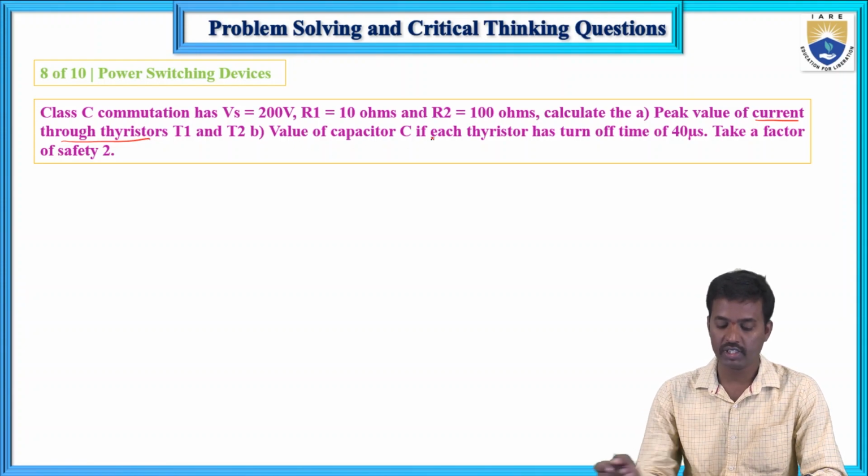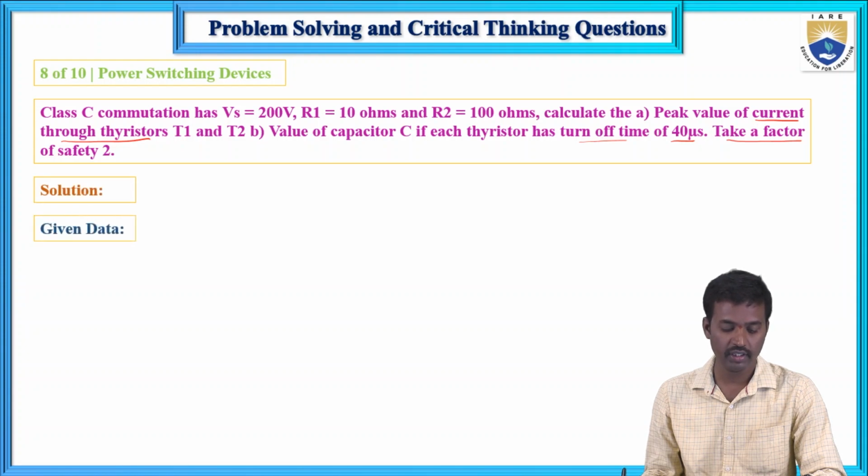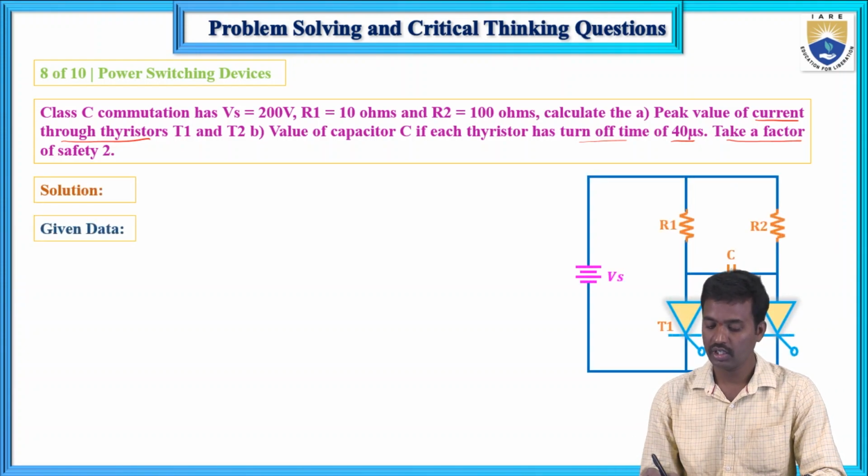So the value of capacitor C, if each thyristor has a turn off time of 10 microseconds. Take the factor of safety as 2. Here is the solution. Given data: R1 equals 10 ohm and R2 equals 100 ohms, and here you need to calculate the capacitor value. The supply voltage equals 200.